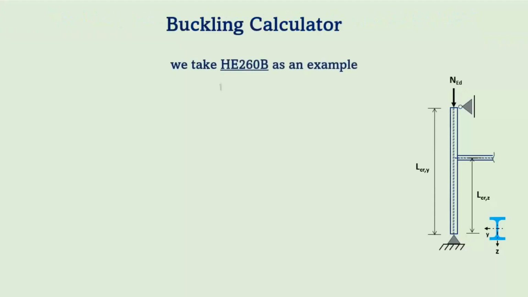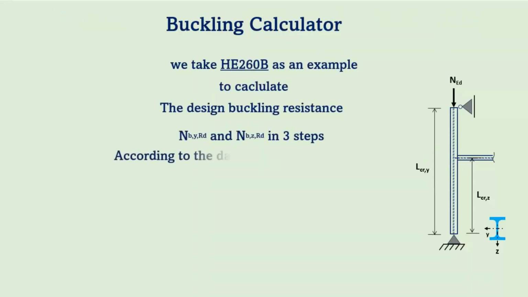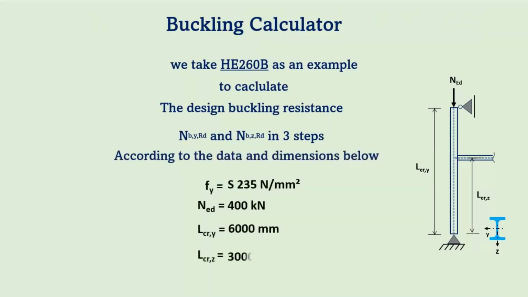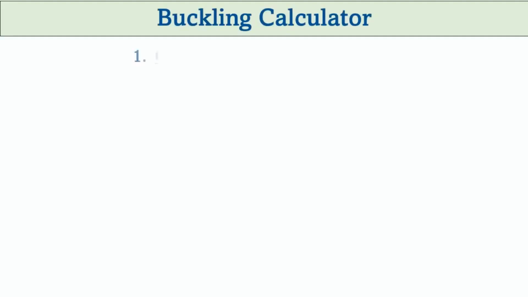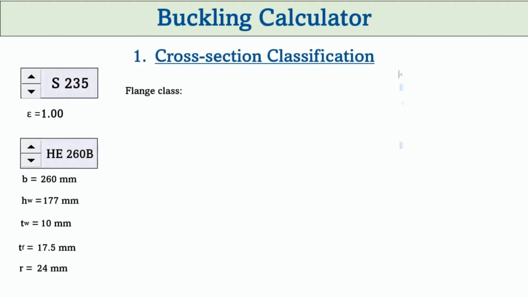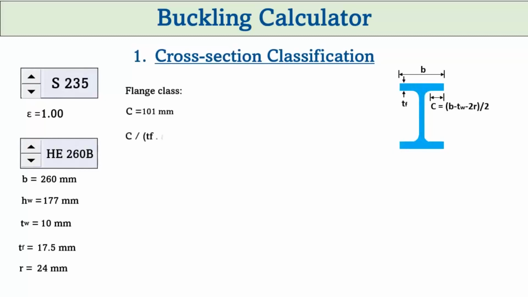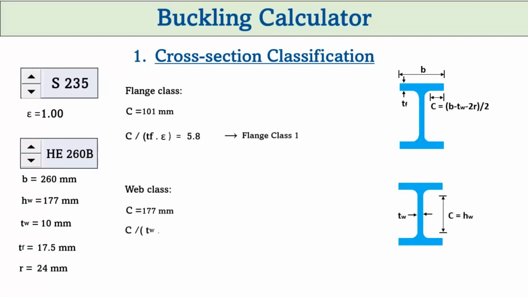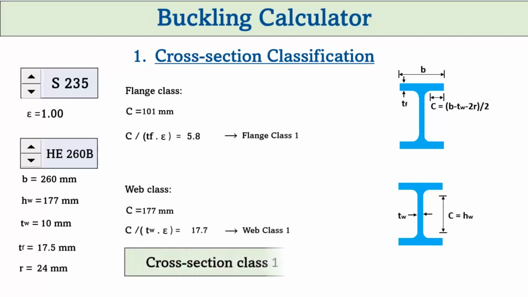We take HEB 260 as an example to calculate the design buckling resistance in 3 steps according to the data and dimensions below. As mentioned earlier, we can determine the class of the cross-section by substituting the values of c, the thickness of the flange, and the thickness of the web into the classification equations. Then, we take the highest class as the unfavorable value for the cross-section.